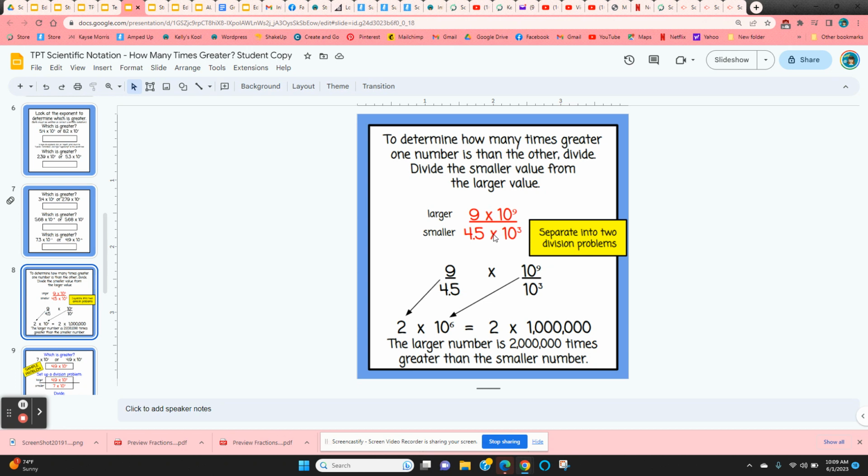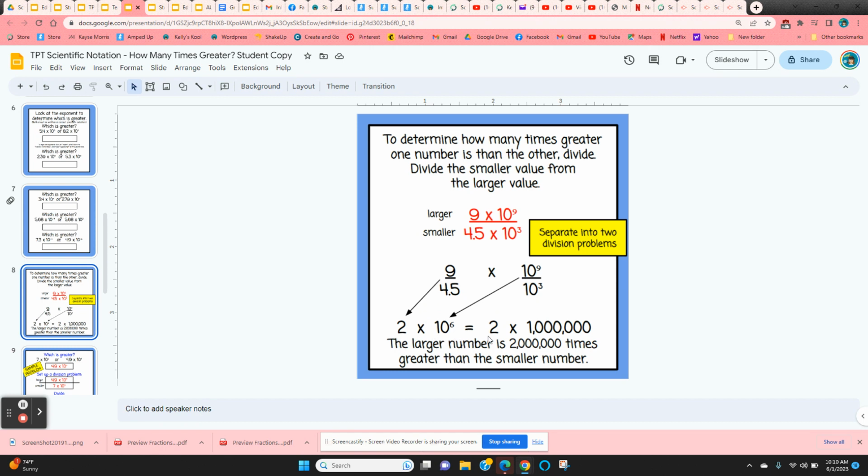And then we're going to separate that division problem into two separate problems. So we're going to divide the numbers. Here 9 divided by 4.5 gives you 2. And 10 to the ninth divided by 10 to the third gives you 10 to the sixth. You're subtracting the exponents when you divide. So that gives you an answer of 2 times 10 to the sixth.